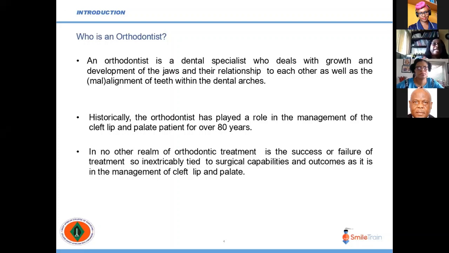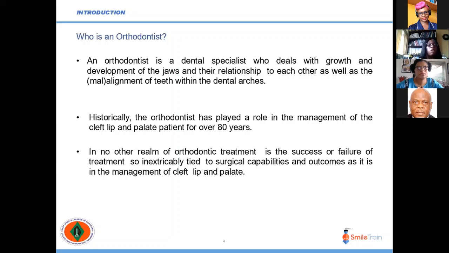For the uninitiated, we'll start with who is an orthodontist. An orthodontist is a dental specialist who deals with the growth and development of the jaws and their relationship to each other, as well as the alignment or malalignment of the teeth within the dental arches.